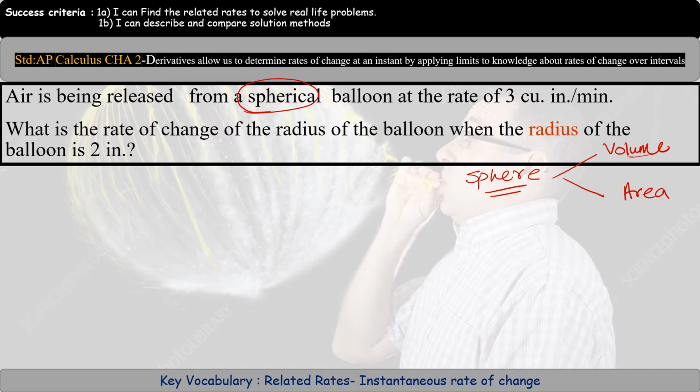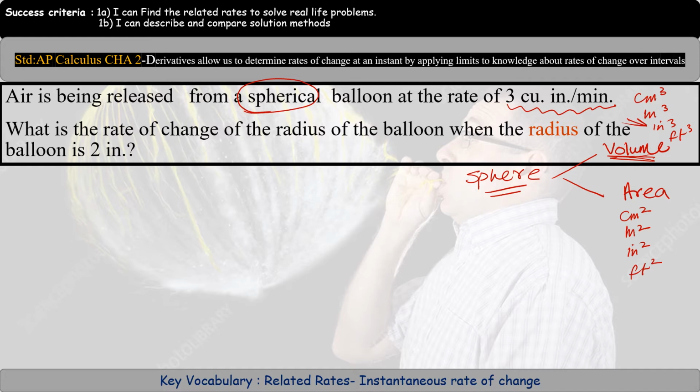Before reading the problem one more time, understand a few basic things. The units of area can be given as centimeter square, meter square, inch square, feet square, and so on. Whereas the unit of volume can be given in the form of centimeter cube, meter cube, inch cube, or feet cube. Now read this again and try to find out whether they are talking about volume or area. Air is being released from a spherical balloon at the rate of 3 cubic inch per minute. Yes, they are talking about volume because inch cube means volume.